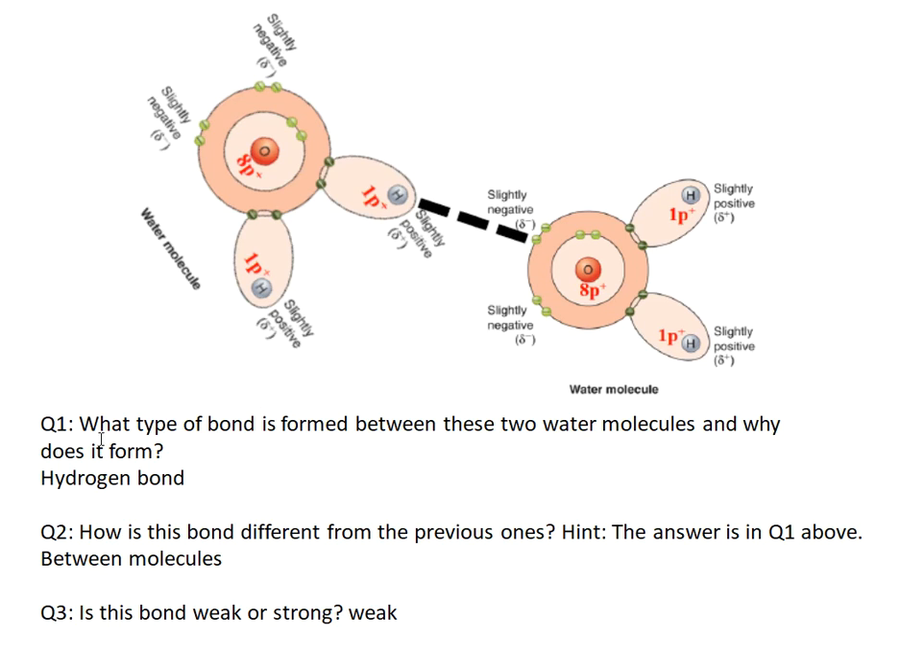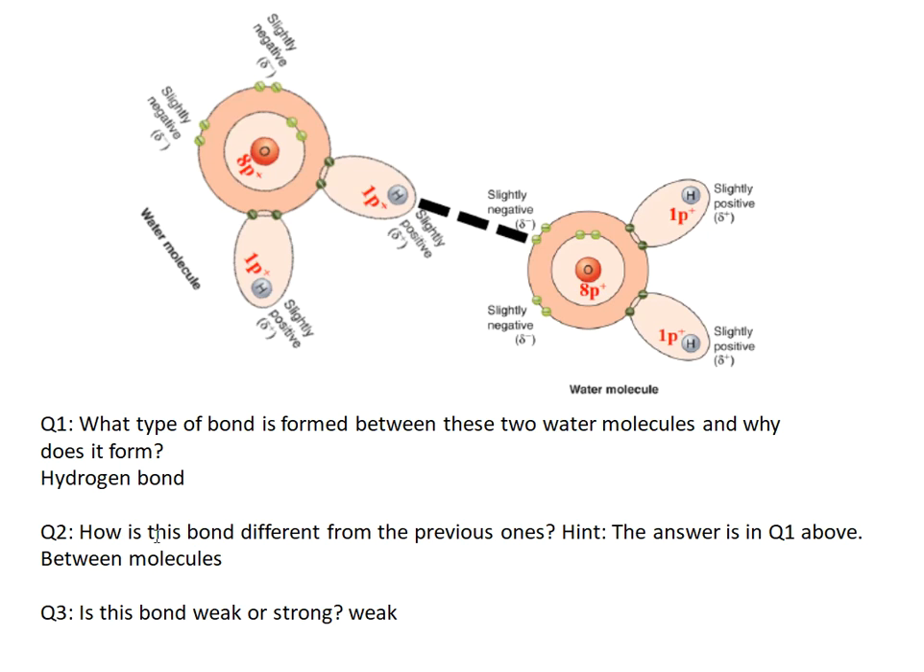And so Q1 was, what type of bond is formed between these two water molecules and why does it form? The answer is the bond that is formed between the hydrogen end of one water molecule and the oxygen end of another water molecule is called a hydrogen bond. It forms because the hydrogen end of one water molecule is positively charged and the oxygen end of another water molecule is negatively charged.